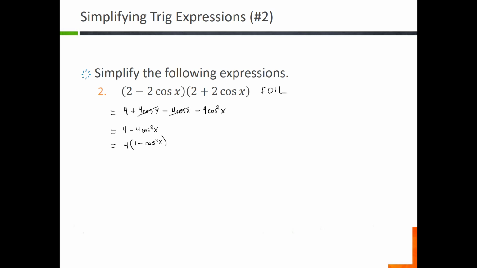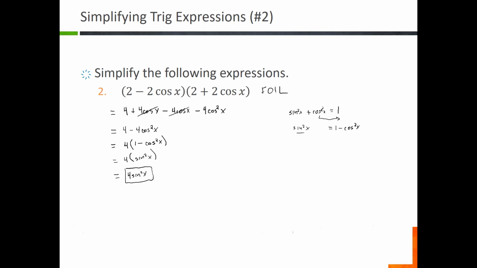That should look similar to what we saw in the previous example. So let me go over here on the side. I know that sine squared x plus cosine squared x has to equal 1. This time I want it to look like 1 minus cosine, so I'm going to subtract the cosine over. So that means I have sine squared x is equal to 1 minus cosine squared. So I'm going to replace this 1 minus cosine squared with the sine squared. So we're going to have 4 times a sine squared x. And I don't need the parentheses anymore. I could just write that as 4 sine squared x.